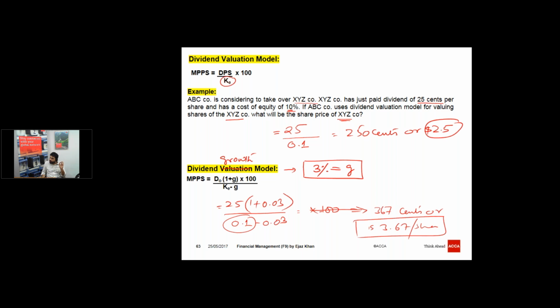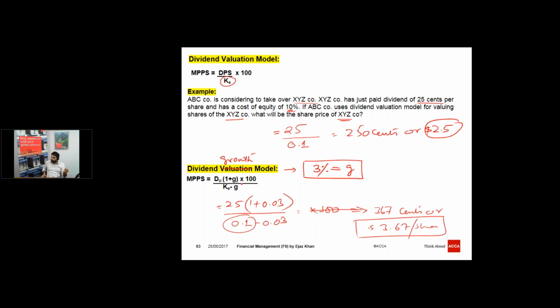Now, what if the cost of equity is not given in the question? How will we calculate cost of equity? If we are using the dividend growth model for calculating the price, we can't use it for calculating the cost of equity at the same time, because we can't find out two variables from one single equation.